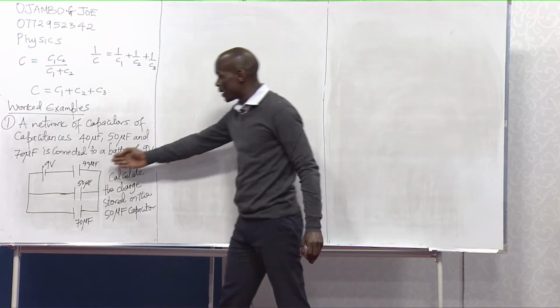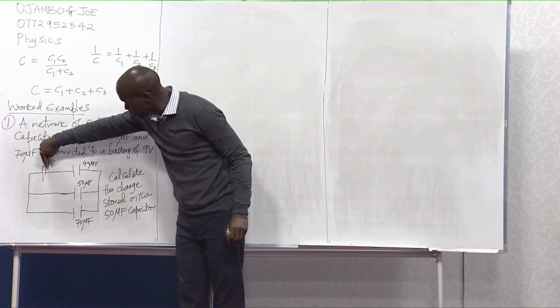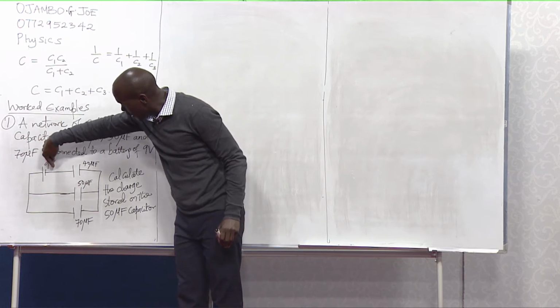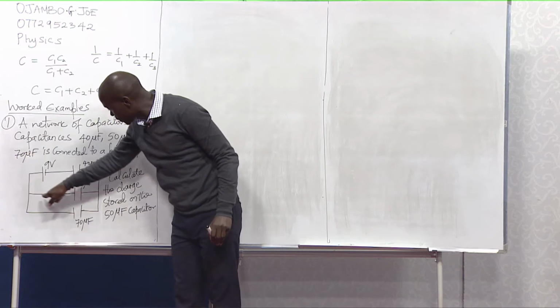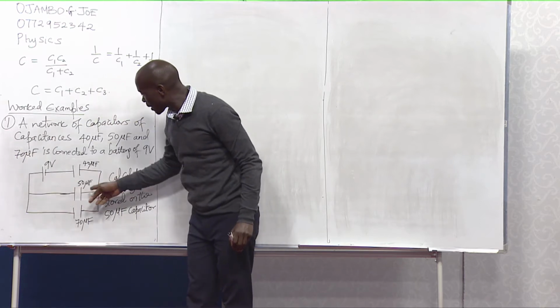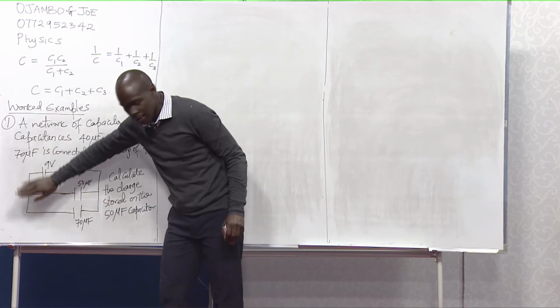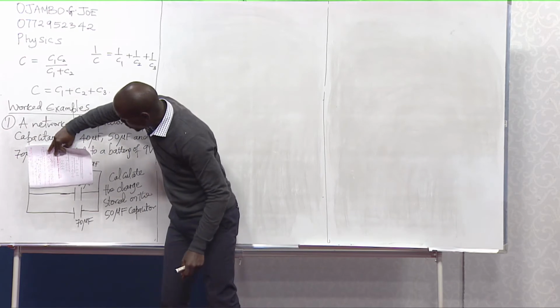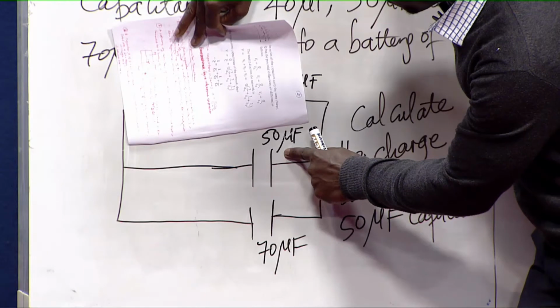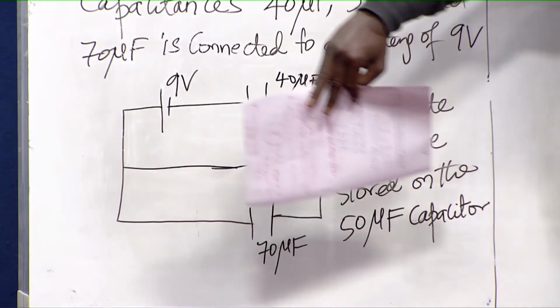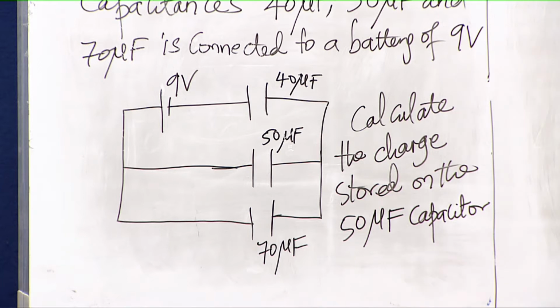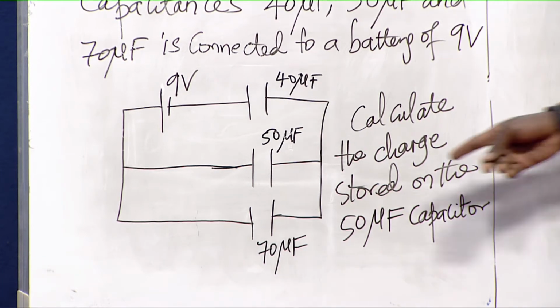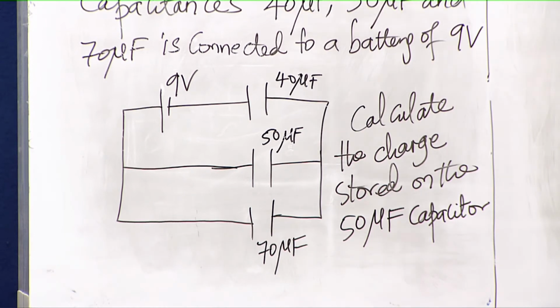Now, when you look at our setup, this is our battery, our source of EMF. Charge moves. Now, suppose we covered off this. What do you discover? You discover that the 50 microfarad capacitor and 70 microfarad capacitor are connected across each other, which means they are in parallel. Isn't it so? So we can start from there.